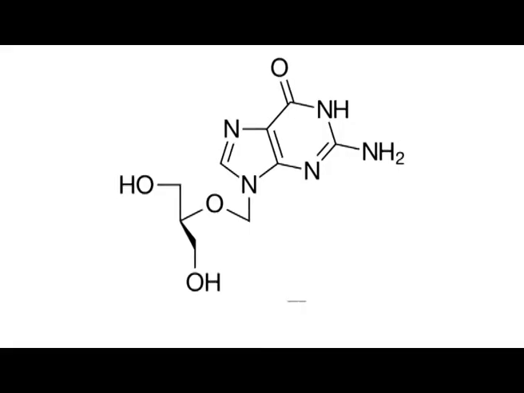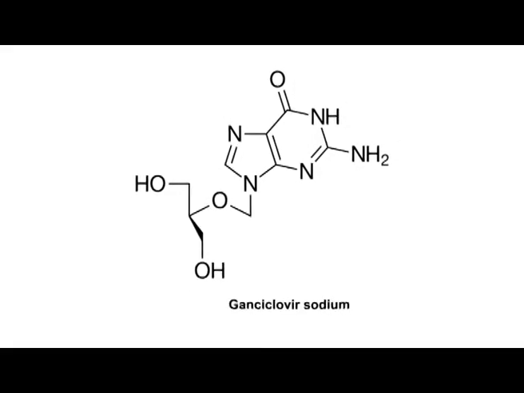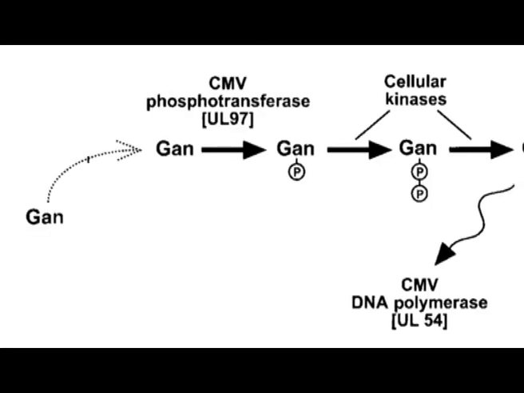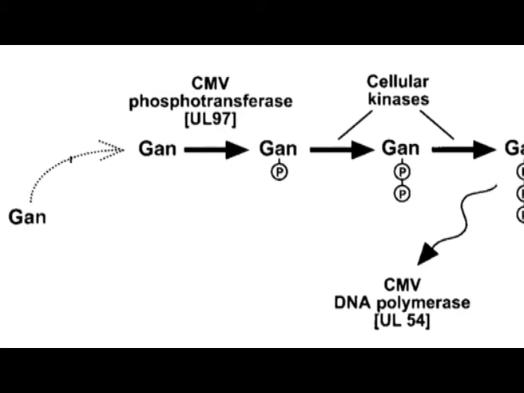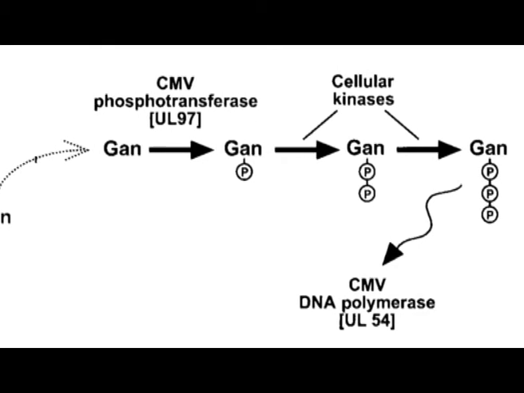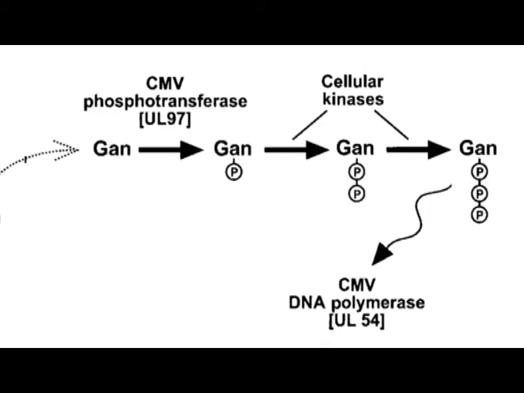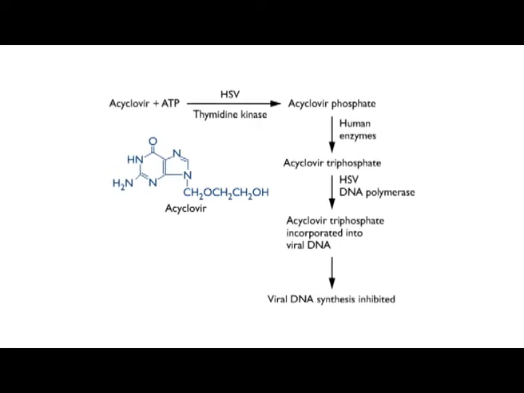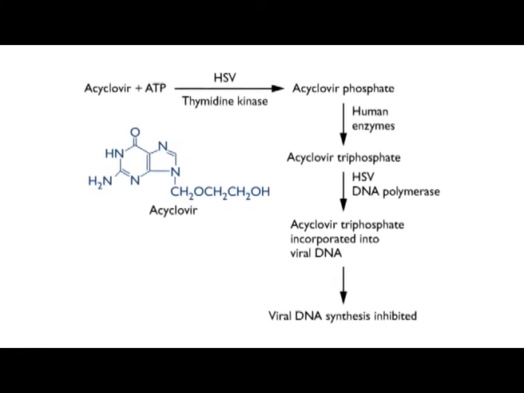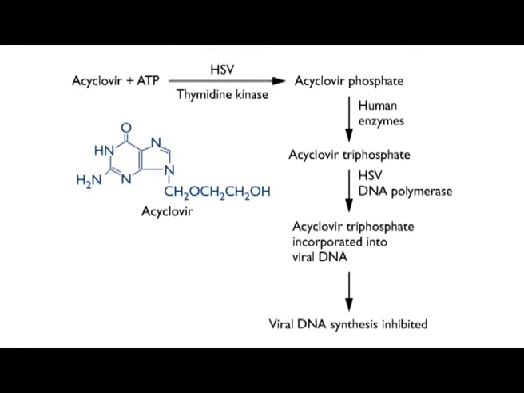Ganciclovir. Ganciclovir sodium is an acyclic deoxyguanosine analog. Ganciclovir inhibits DNA polymerase. Its active form is triphosphate, which is an inhibitor of viral rather than of cellular DNA polymerase. The mechanism of action is similar to that of acyclovir. However, it is more toxic than acyclovir to human cells.